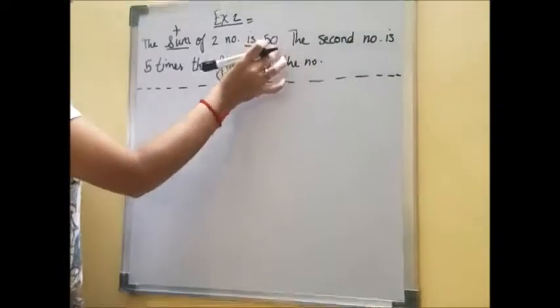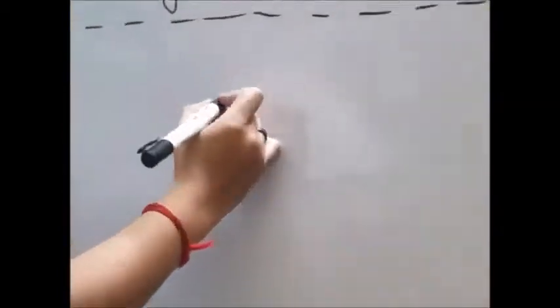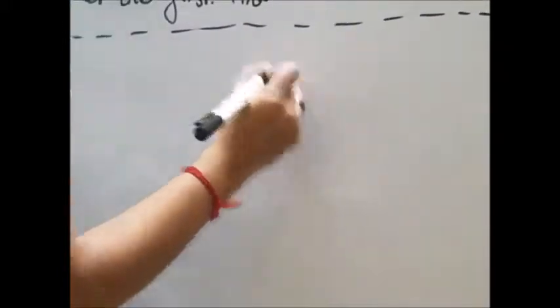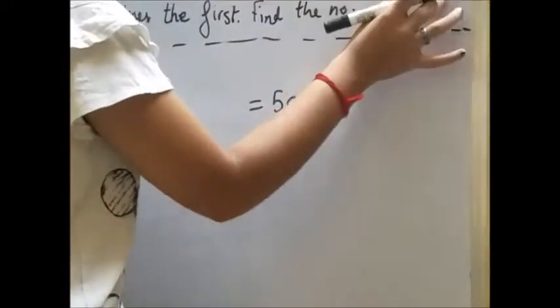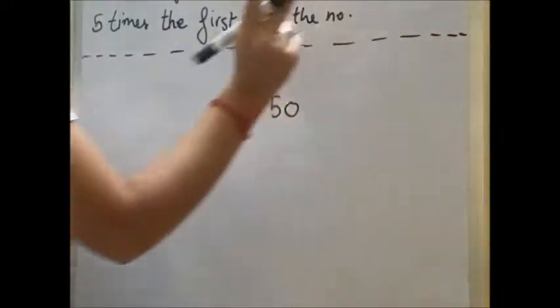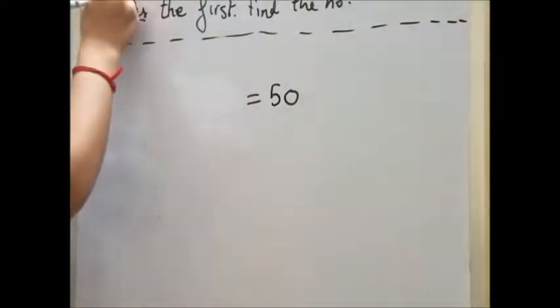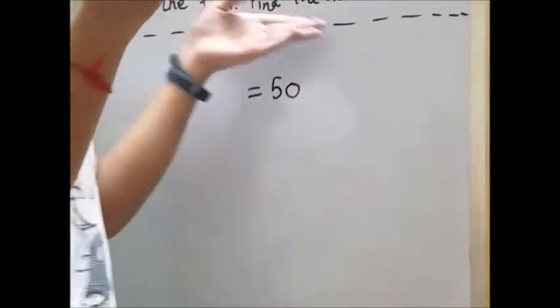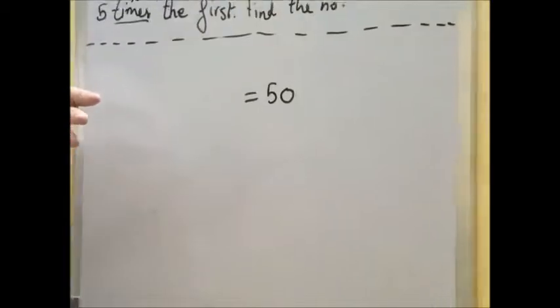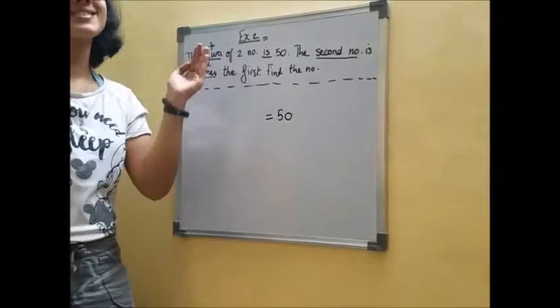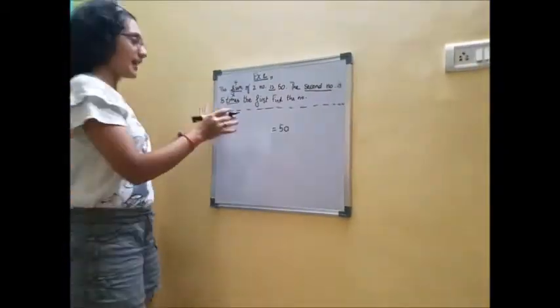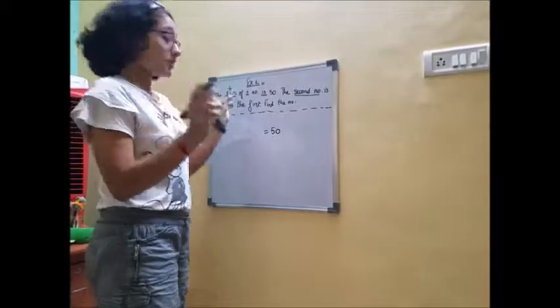So we know that 50 is going to be on our right side, so I'm going to write that over here. The second number is 5 times, so it's going to be multiplication, the first. Find the numbers. This is the special case I was talking about. For this one, we won't use x plus 1 or something like that. We use whatever they told us to do.